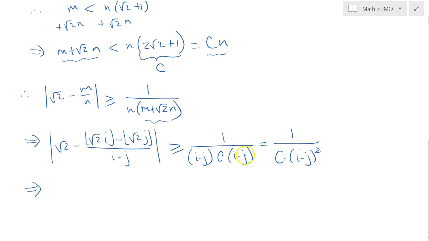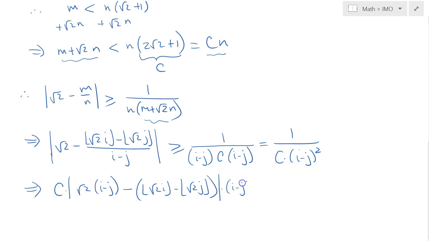Now doing some cross multiplication and cancelling out the i minus j terms, this would imply that, I can move the c to the front, c times, and then I can find the common denominator, square root 2 times i minus j minus the floor of square root 2 i minus the floor of square root 2 j, close the parenthesis, and the absolute value. The i minus j's would cancel out with one of them. We still have one more i minus j remaining, and that would be greater than or equal to 1.